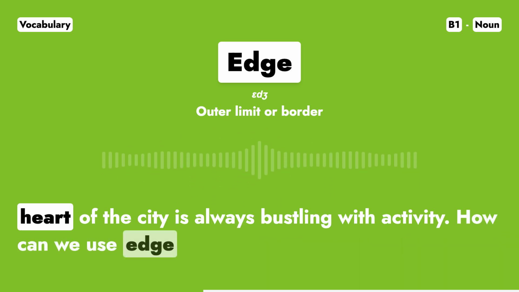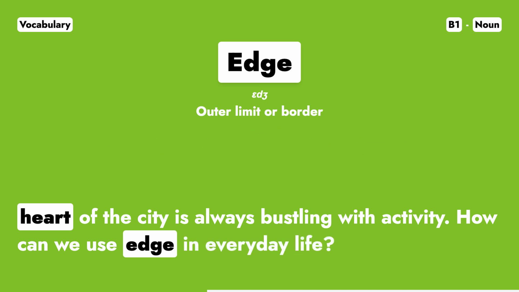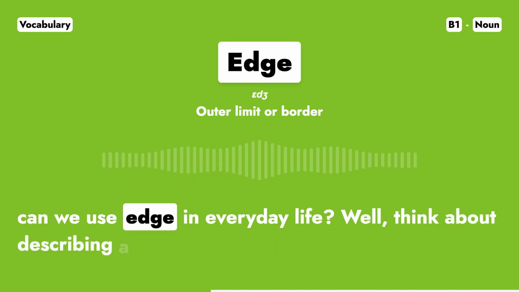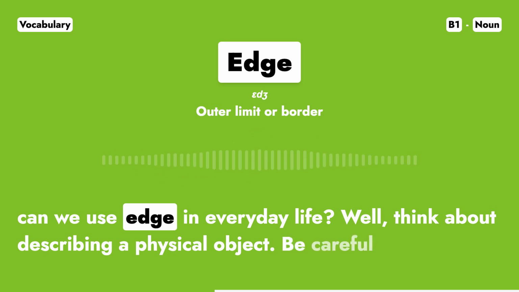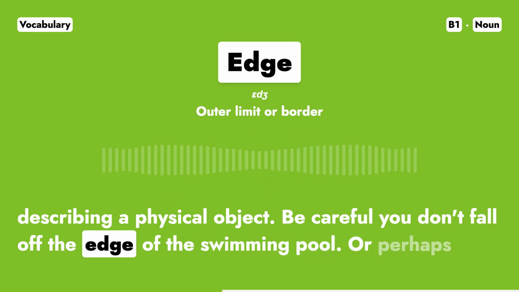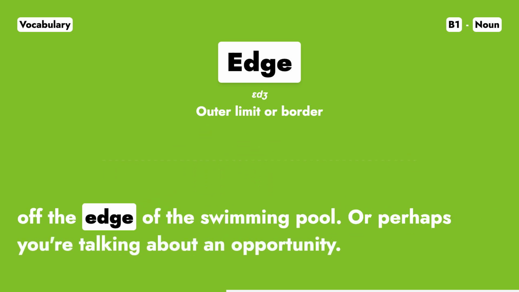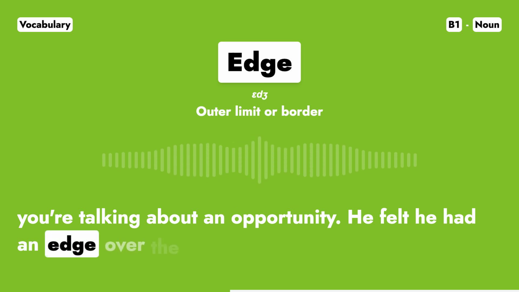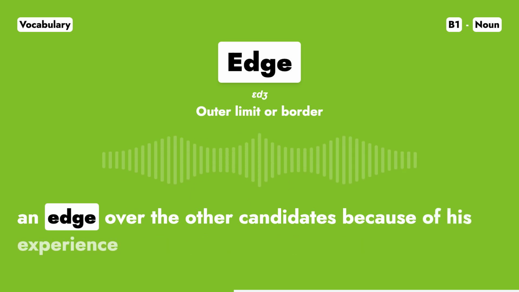How can we use edge in everyday life? Well, think about describing a physical object. Be careful you don't fall off the edge of the swimming pool. Or perhaps you're talking about an opportunity. He felt he had an edge over the other candidates because of his experience.